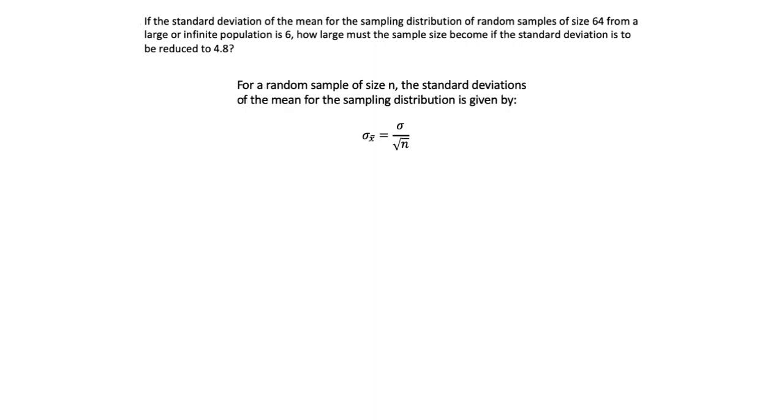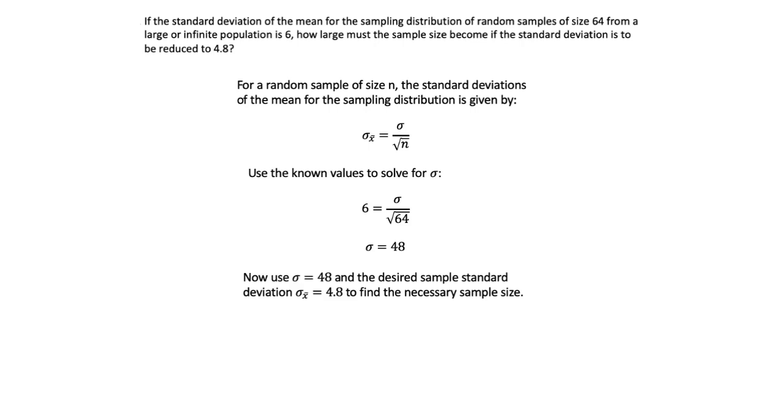So we know for a random sample of size n, the standard deviation of the mean for the sampling distribution is given by this. So we take what we know and solve for the standard deviation. This gives us 48. Now we're going to use that along with 4.8, that's our desired standard deviation, to find the necessary sample size. When we plug this in, we find that we need a sample size of 100.